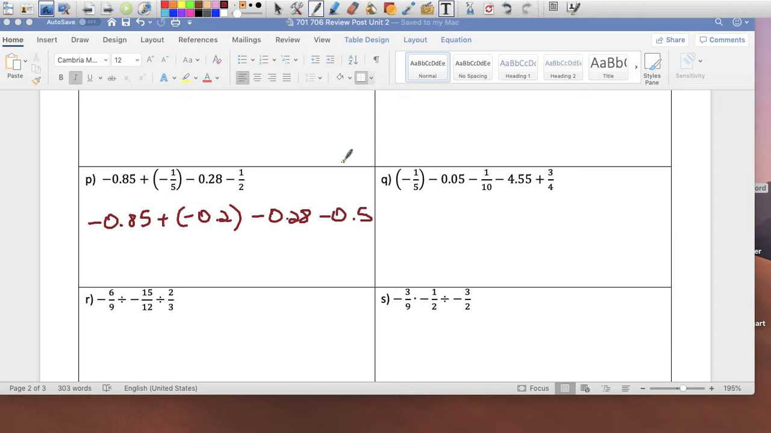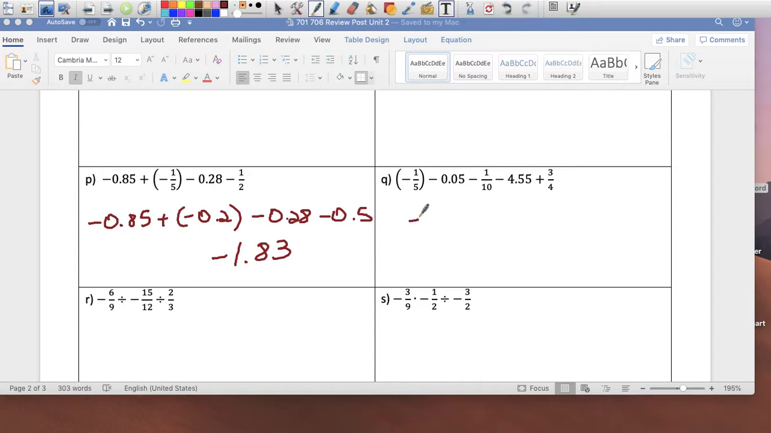Okay, so 0.85 minus that, minus 0.28, minus 0.5. It's going to give us 0.85, right? Minus 0.2 equals minus 0.28 minus 0.5, and that's going to give us negative 1.83.